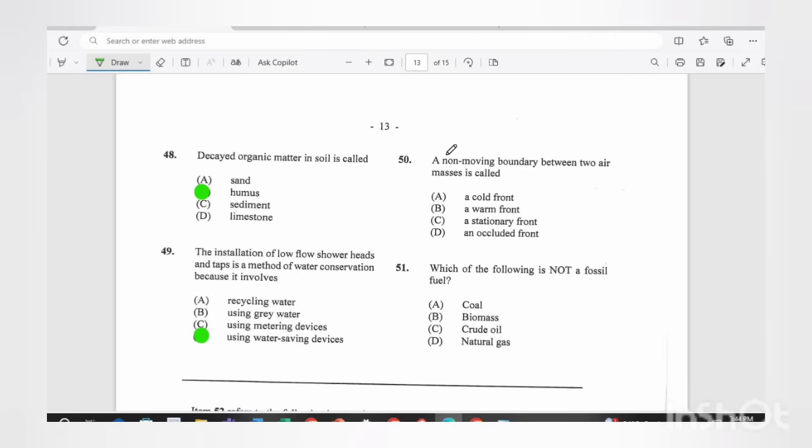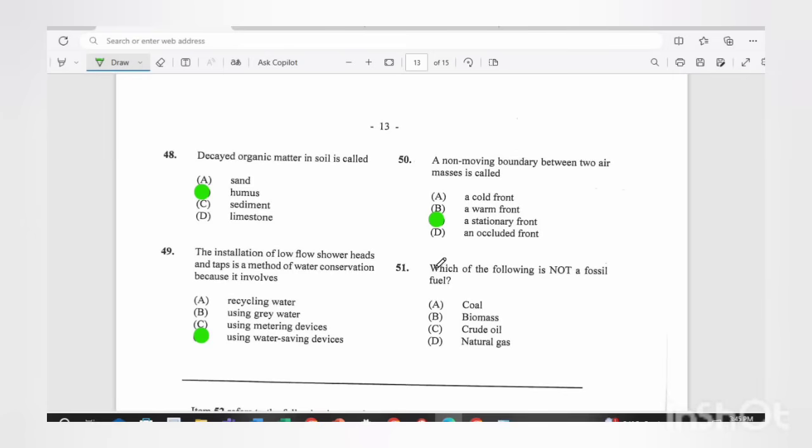Question 50. A non-moving boundary between two air masses is called A, a cold front, B, a warm front, C, a stationary front, or D, an occluded front. The answer there would be C, a stationary front.